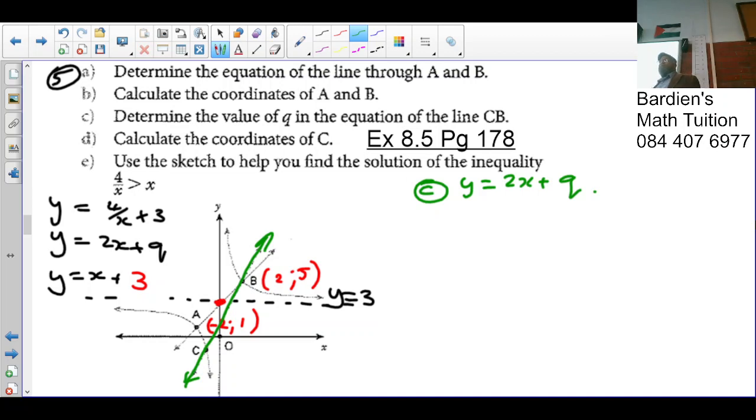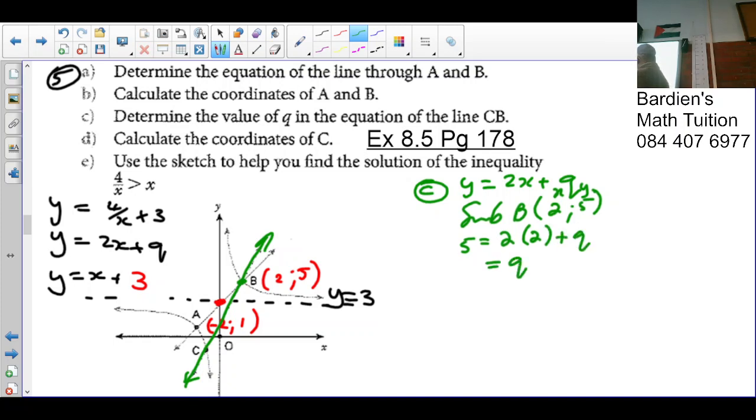So how many points do I need on this graph? One. Do I have one point on the graph? I don't have the coordinates of C, but I have the coordinates of B. So you're going to substitute B, which is (2; 5), remembering that's an x and a y. So 5 equals 2 times 2 plus q. So it's going to be 5 minus 4, which is 1. So y equals 2x plus 1.